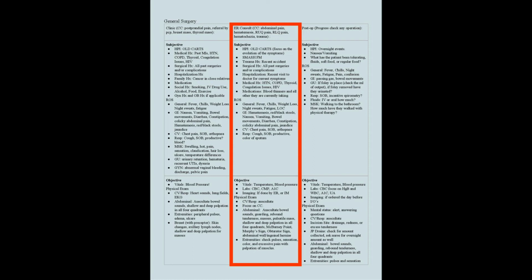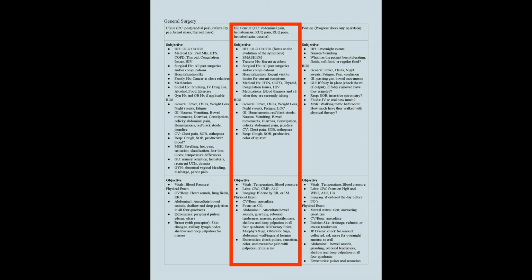Like an example would be the appendix, as we all know, starts around the umbilicus and then moves to the right lower quadrant. So stuff like that. There's different kind of pain that evolves. If it becomes peritoneal, it becomes much worse. So you want to make sure you ask when that changed, when the pain started, and how much pain the patient is in. Of course, go over your SMASH FM here if given time.